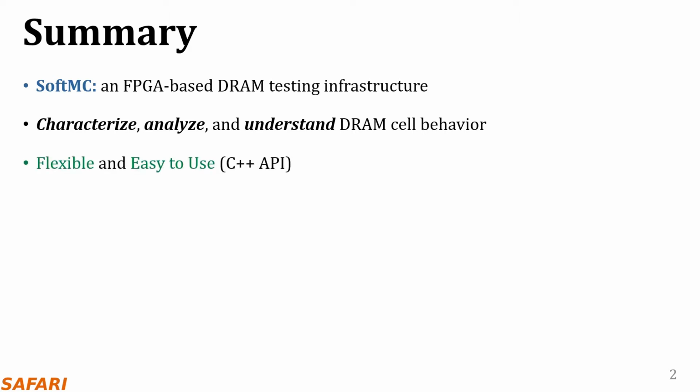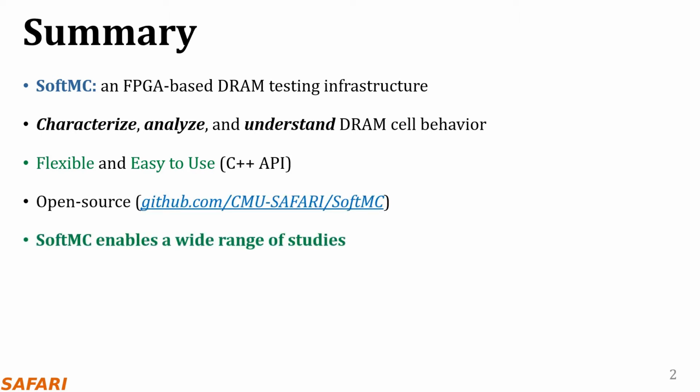It is a flexible and easy-to-use tool providing a C++ API for programming. An open-source version of SoftMC is available on GitHub. Because of its flexibility, SoftMC enables a wide range of studies that are not practical to do using existing CPUs.